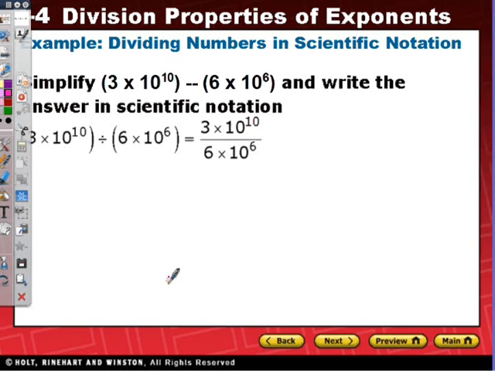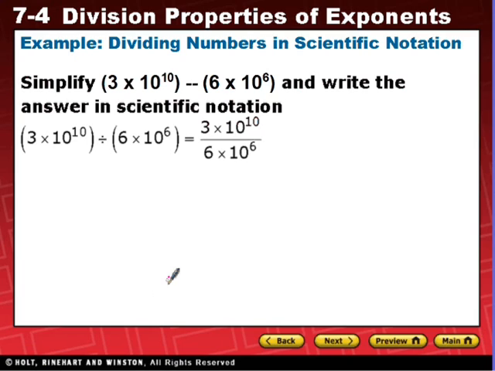Scientific notation, everybody's favorite thing. We did multiplying before, now we're going to do dividing. And we're going to simplify 3 times 10 to the 10th divided by 6 times 10 to the 6th. Write it as a fraction first. And now that you've written it as a fraction, you can use what the previous slide was saying, and you can actually break it up into 2 math problems. 3/6 times 10 to the 10th divided by 10 to the 6th.